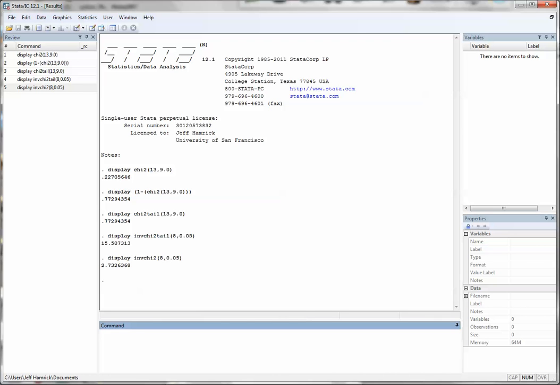So there are a couple of extra functions here in Stata related to a chi-squared distribution. It's fairly easy to keep straight in your head. If you want to ignore the chi2 and the inverse chi2 functions and just focus on the chi2 tail and the inverse chi2 tail functions to keep the story consistent with the student t distribution and the f distribution, I think that's fine.